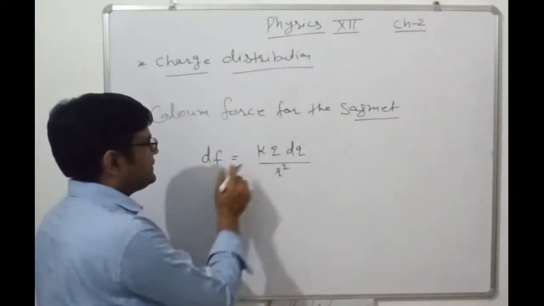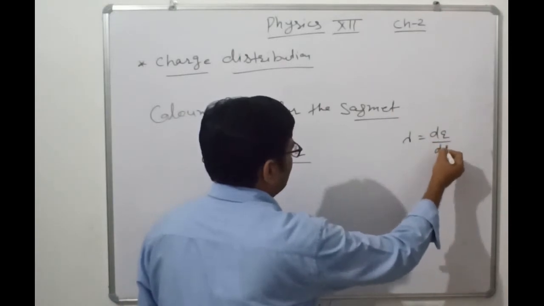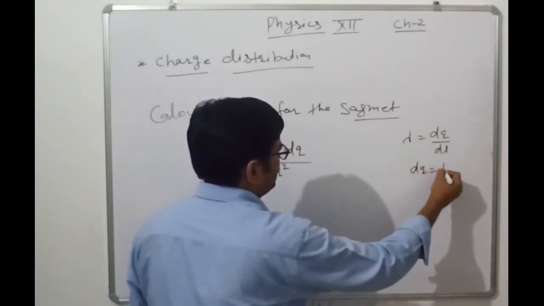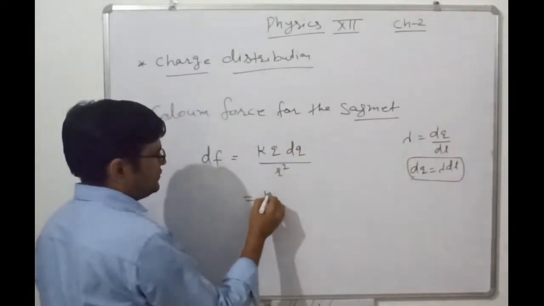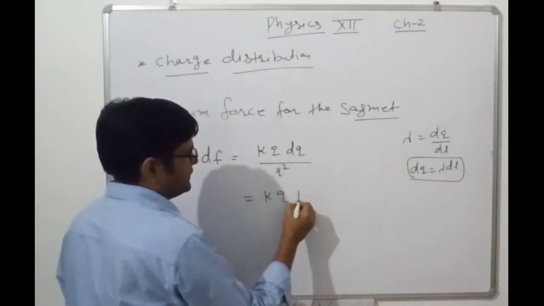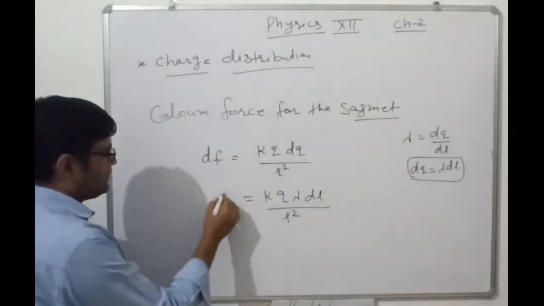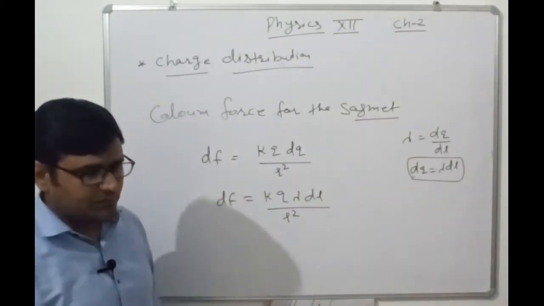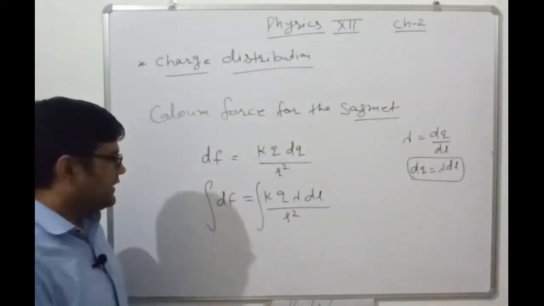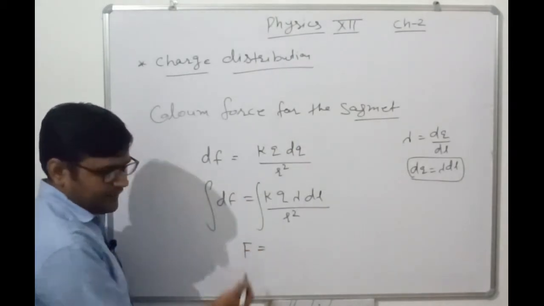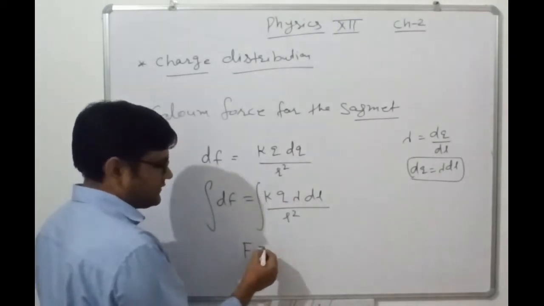Now the formulation for dq: our formulation lambda equals dq upon dl. Here dq equals lambda into dl. Now this value is put here and in place of dq it is lambda dl upon r square. Okay, it is the formulation of dF. Now to calculate F, we integrate both sides. It is converted in terms of F, and now this formulation becomes k q lambda, the constant, upon r square.